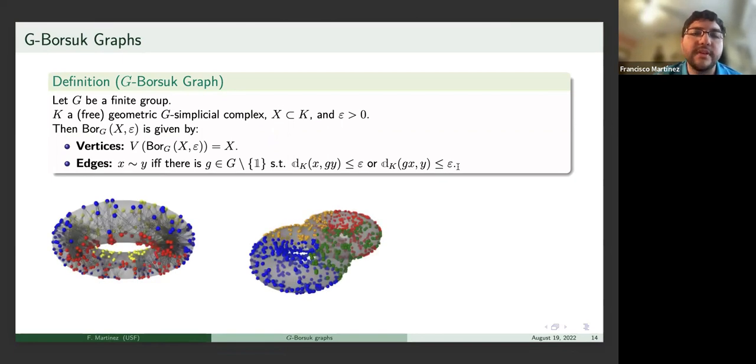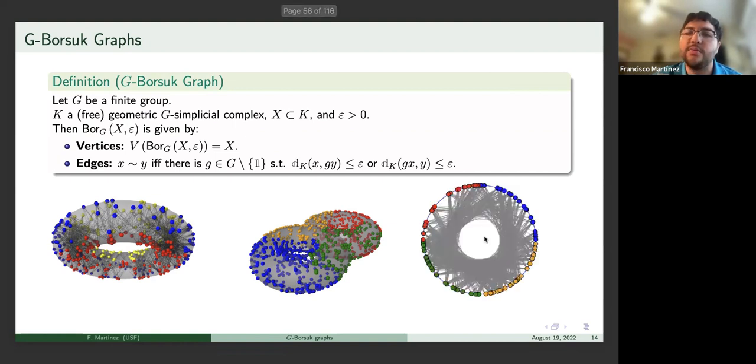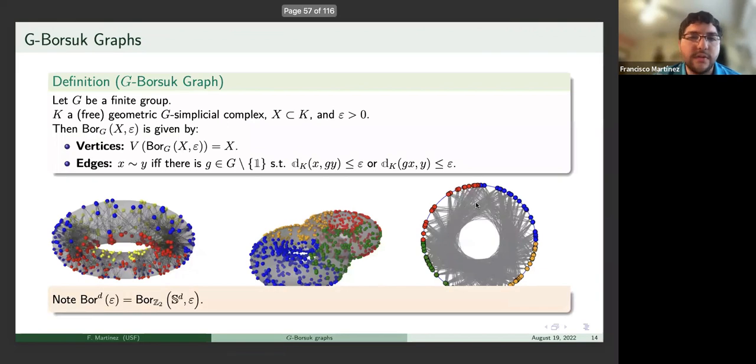So these are a couple of examples. Now, if we have a C2 action on a torus, on a 2-torus, we can define a G-Borsuk graph on it. But also if we have a C3 action on, say, a circle, we can define a Borsuk graph there. And of course, this is a generalization, because if we look at C2 actions on the sphere, we get back the Borsuk graphs.